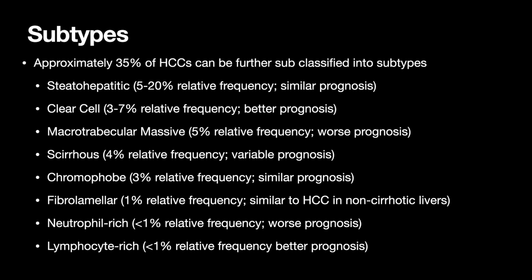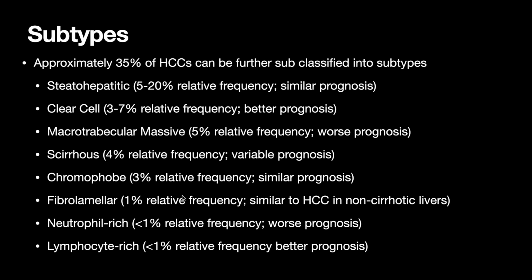There are subtypes, and approximately 35% of HCCs can be further subclassified into these subtypes, including steatohepatitic, approximately 5 to 20% relative frequency, has a similar prognosis to just a HCC without a subtype. Clear cell, 3 to 7%, it has a better prognosis. Macrotrabecular massive, 5% relative frequency, has a worse prognosis. Serous, 4% relative frequency and has variable prognosis.